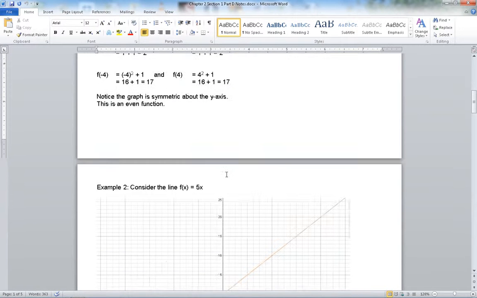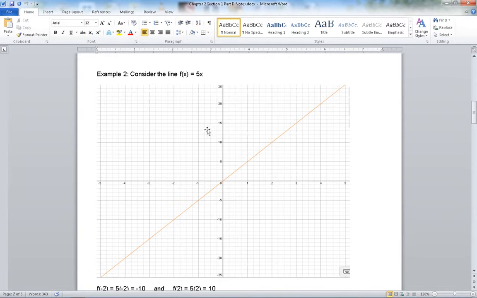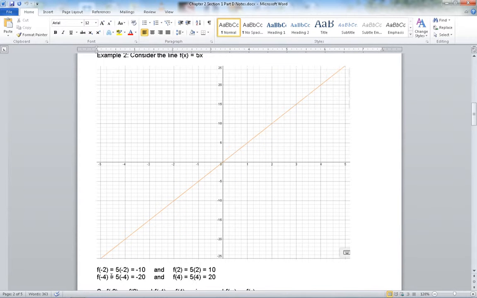Now let's consider another function. How about the line f of x equals 5x? You're familiar with the equations of lines. We reviewed those in Chapter 1. So what about a line? Is it even? Is it odd? Let's consider a couple of function values. Let's start at negative 2.